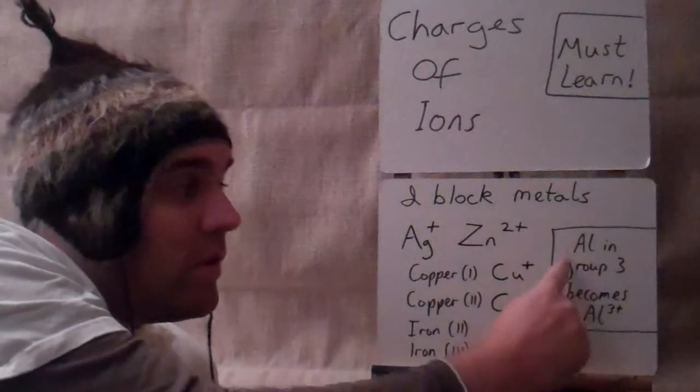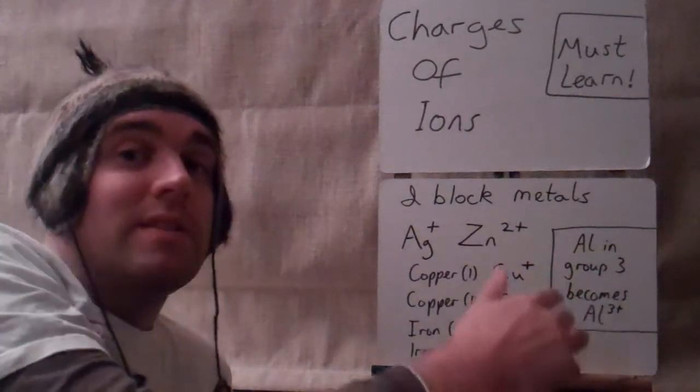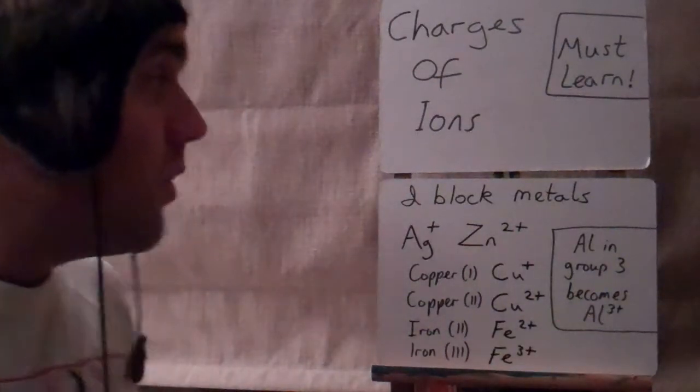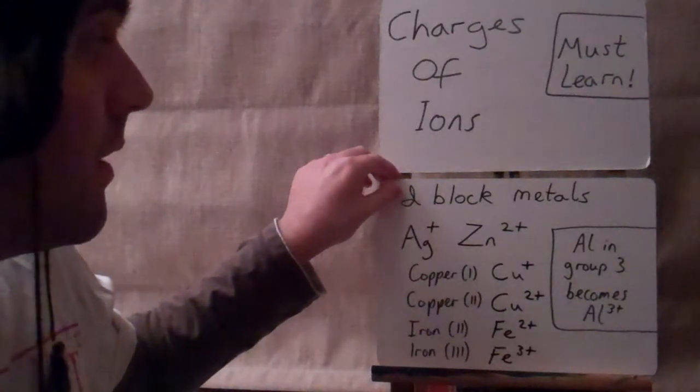Another important one that we use a lot is aluminium. That's in group 3, the other side of the D block, and that has a 3+ charge. So all these you have to remember.